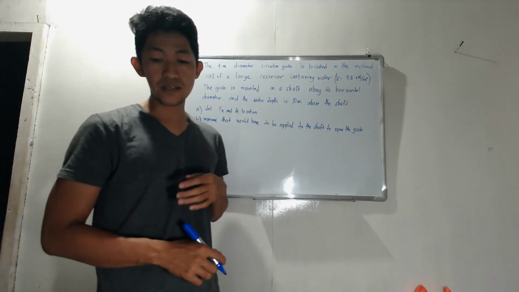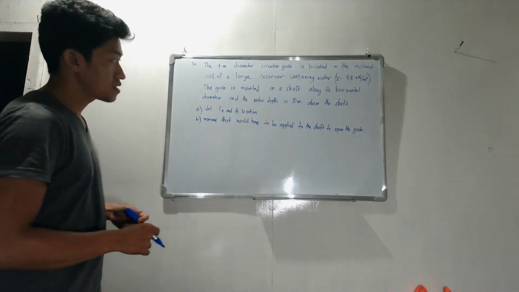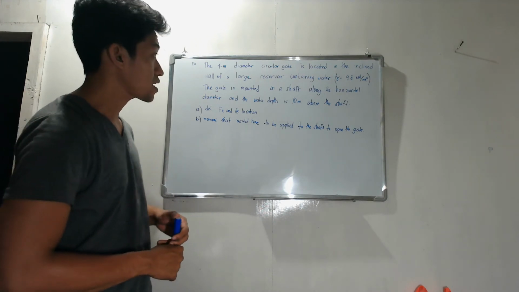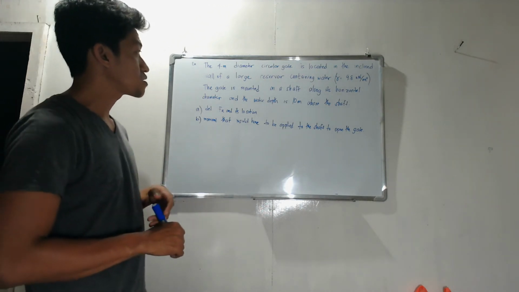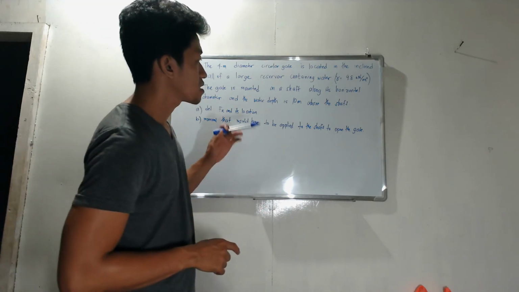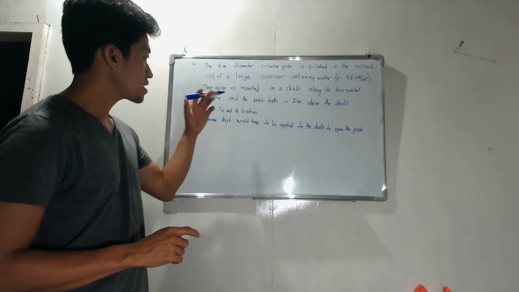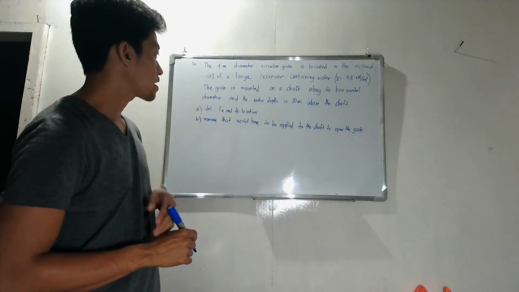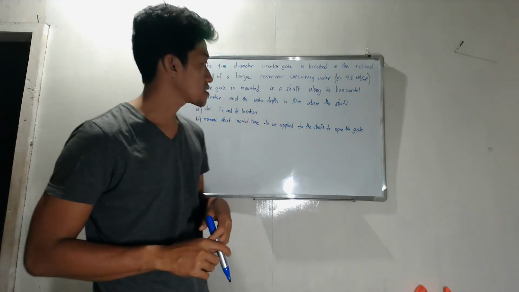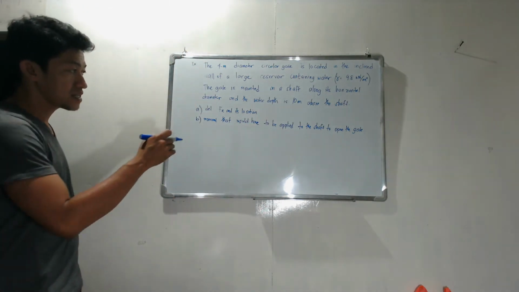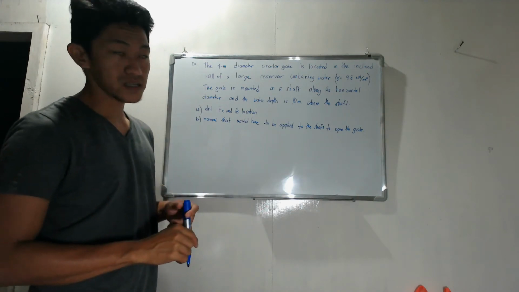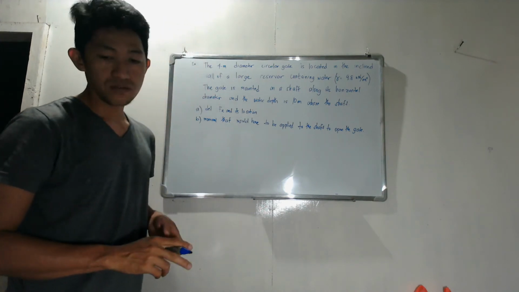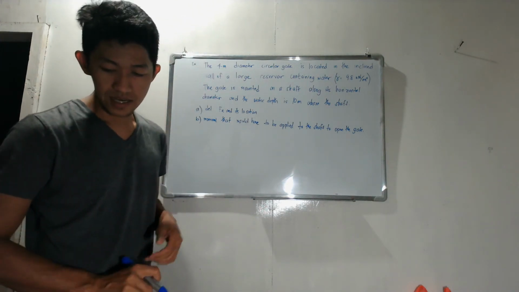Okay, so let's have an example, and this is our example. The 4-meter diameter circular gate is located in the inclined wall of a large reservoir containing water. The gate is mounted on a horizontal shaft along its horizontal diameter, and the water depth is 10 meters above the shaft. Determine the resultant force and its location, and also the moment that would have to be applied to the shaft to open the gate.